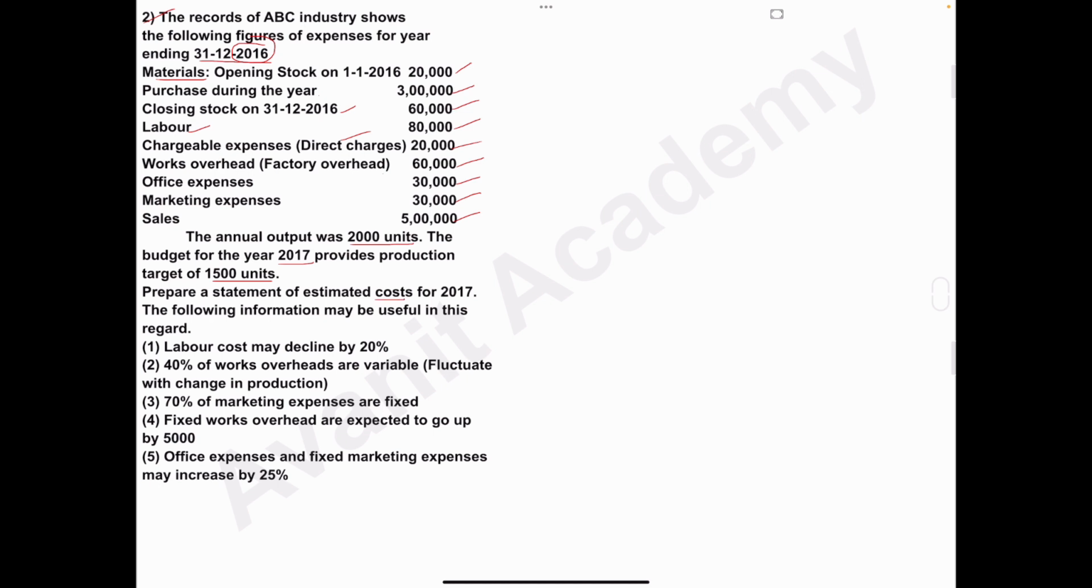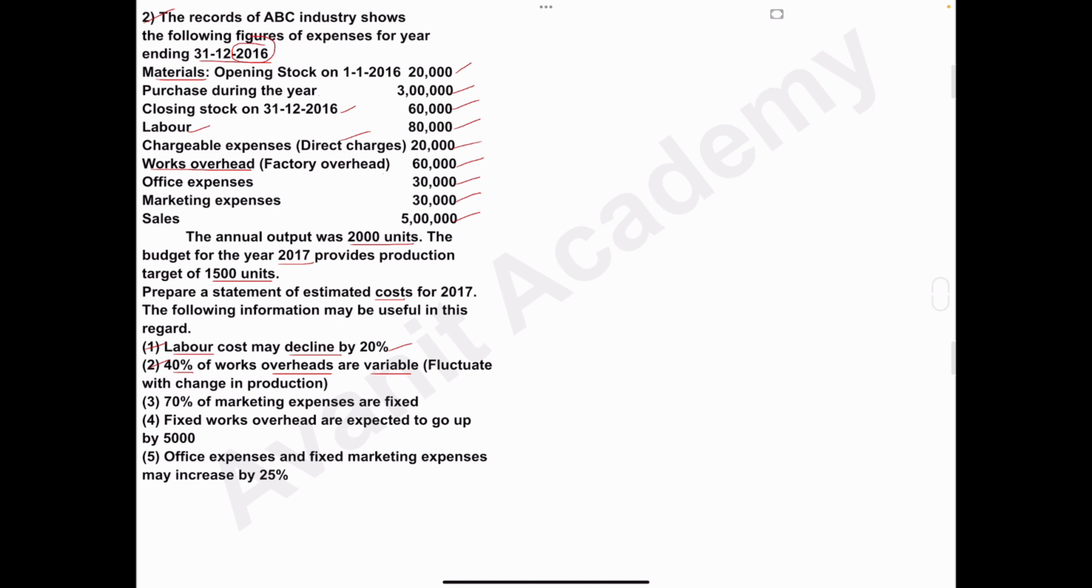The following information may be useful in this regard. Number one, labor cost may decline by 20%. In 2017, the labor cost will decrease by 20%. Second, 40% of works overhead are variable. The works overhead amount given is 60,000. Of the 60,000, 40% we have to take as variable overhead and the remaining 60% as fixed overhead.